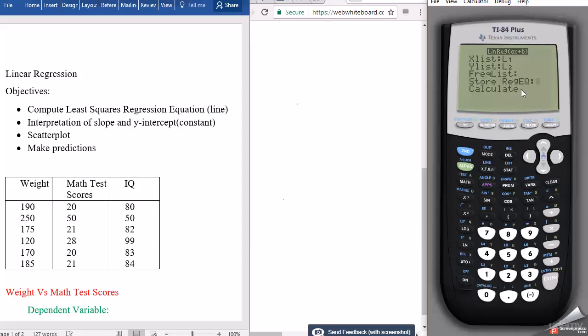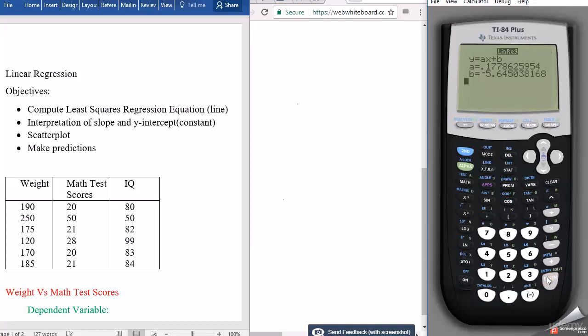store regression equation and store our equation. The equation we're going to get, we're going to store it in Y1, so we don't have to type it in. So to do that, I go to vars, I go to yvars, I select function, and I select Y1. So now any equation we get will go straight to Y1. I'm going to show you that later. So now we are ready to calculate.